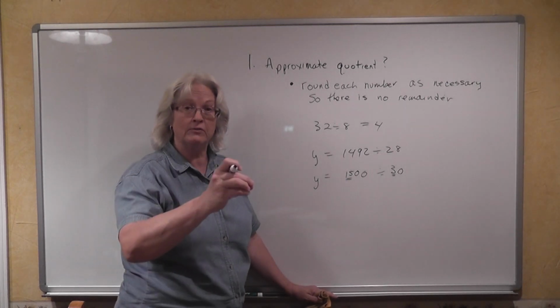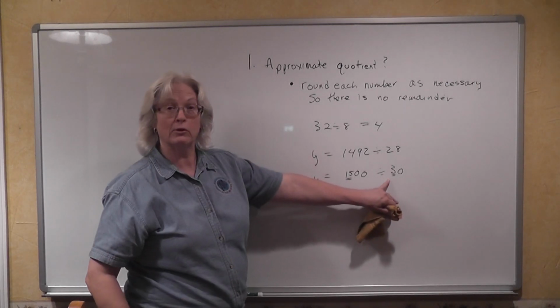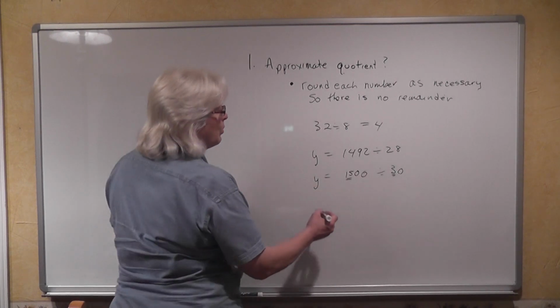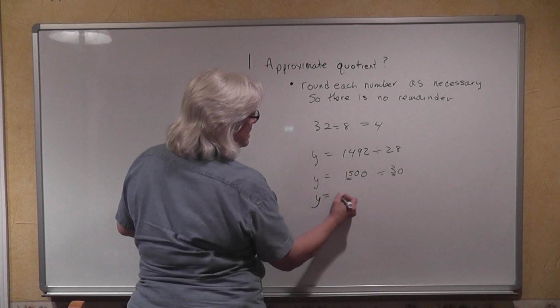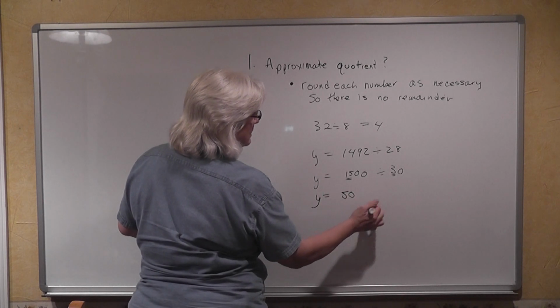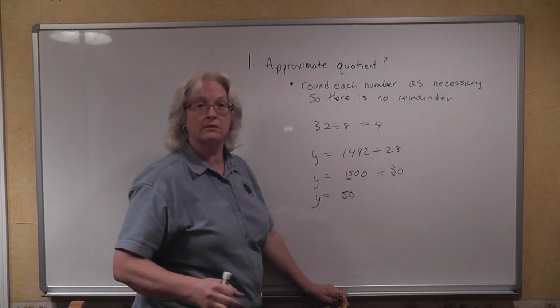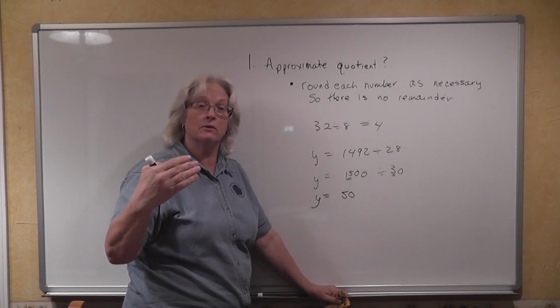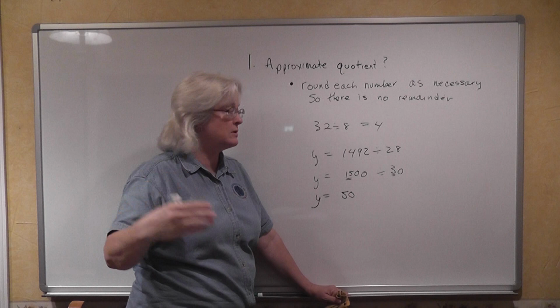And right here, these numbers are rounded as necessary, so there's not going to be a remainder, because you can take 15 divided by 3, can't you? 15 divided by 3 is 5. Y here is going to be 50. The more you practice with multiplication and division of numbers that end in 0, the easier it is for you to see what's going on.